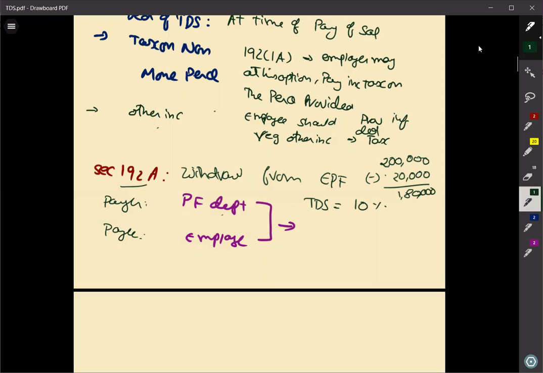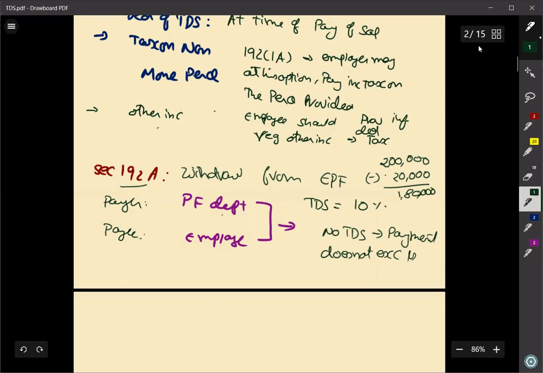And it also says no TDS is required. When? If payment does not exceed rupees 50,000. If the Provident Fund Department is making a payment which is not exceeding 50,000, then there is no requirement of TDS. TDS is not required to be deducted. If it exceeds 50,000, 10% is the rate of TDS.